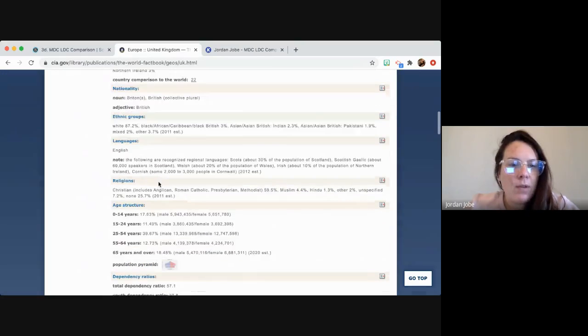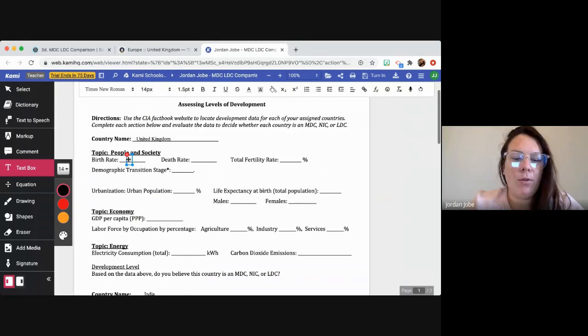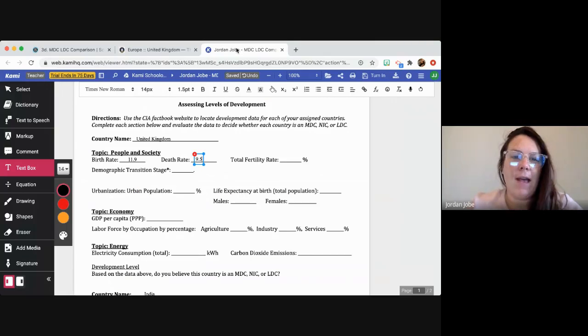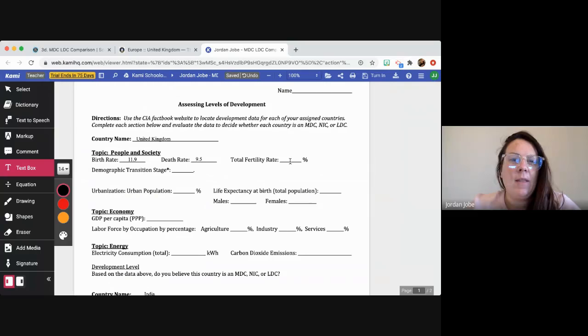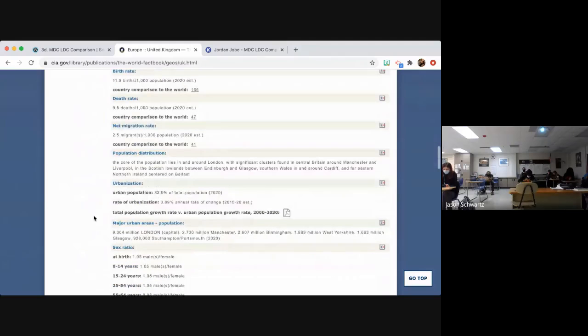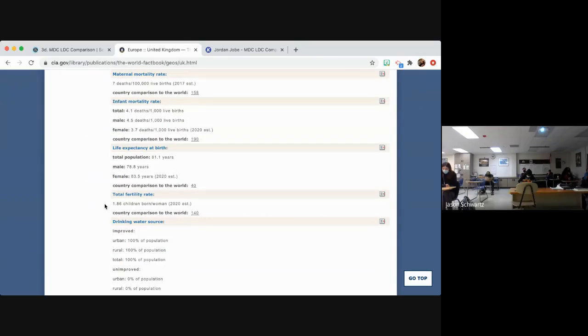So I just scroll for a little bit. Remember, I'm looking for birth rate. Okay, perfect. What's our birth rate for the United Kingdom? 11.9. So next to birth rate, I would put 11.9. What is our death rate? 9.5. Then the next statistic is total fertility rate. What's our total fertility rate? 1.86. Perfect.